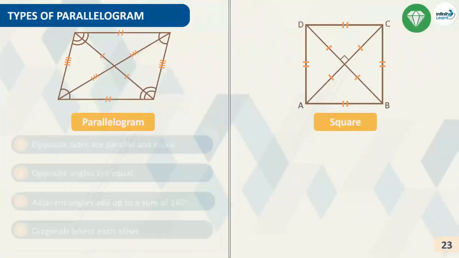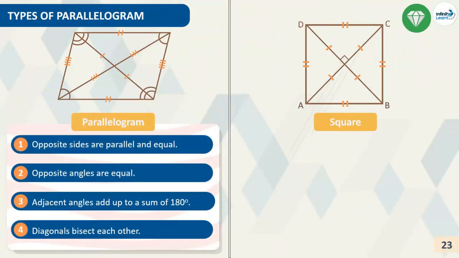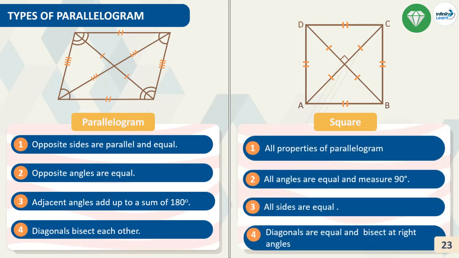Now, properties of parallelogram and square. Once again, properties of parallelogram: opposite sides are parallel and equal, opposite angles are equal. ये वाला एंगल इसके बराबर. एडजेसेंट एंगल सम इज 180 डिग्री, मीन्स इन दोनों का सम 180, इन दोनों का सम 180. एडजेसेंट मीन्स ऑन द सेम साइड. Diagonals bisect each other.